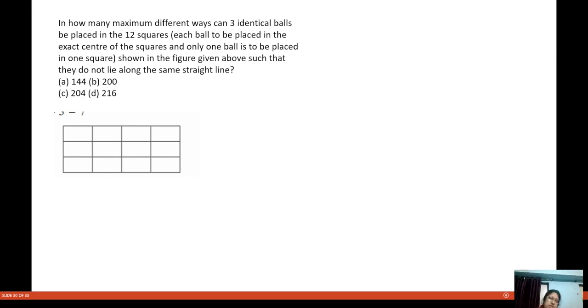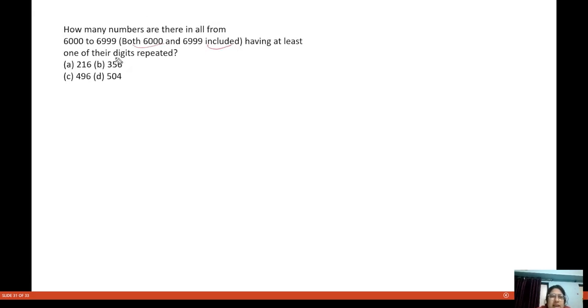Let's move on to the next question. How many numbers are there in all from 6000 to 6999 having at least one of their digits repeated? See what we can do here.